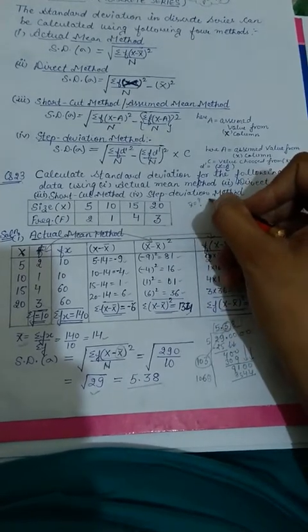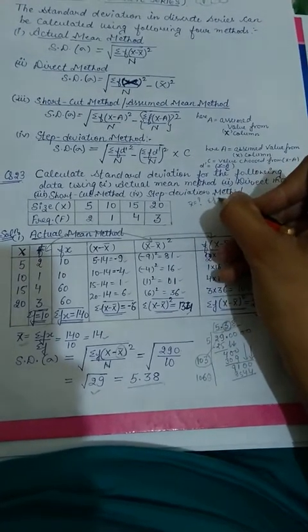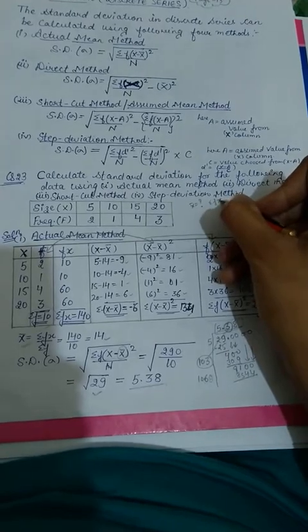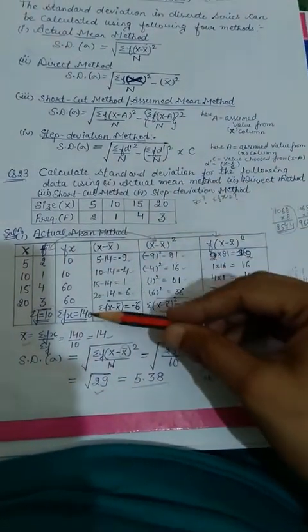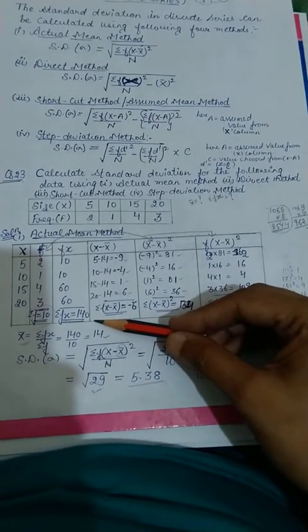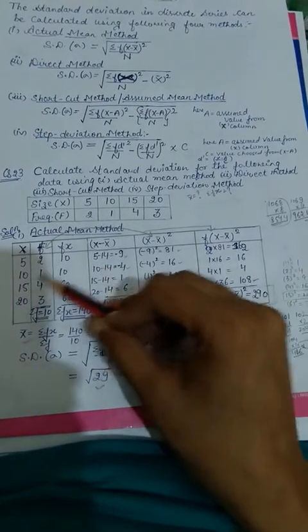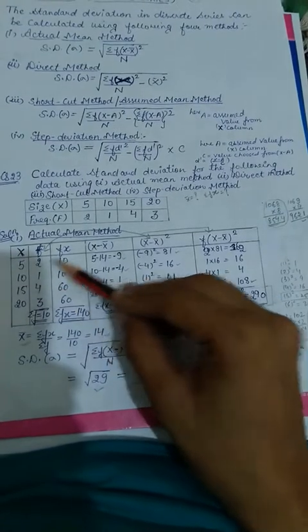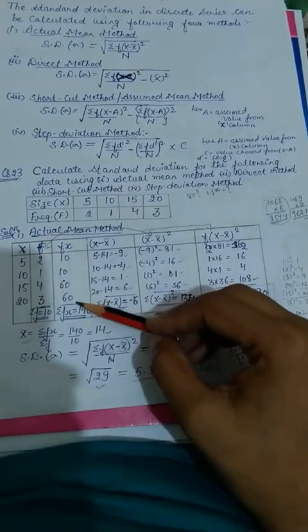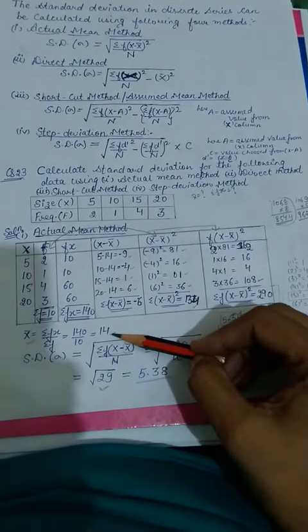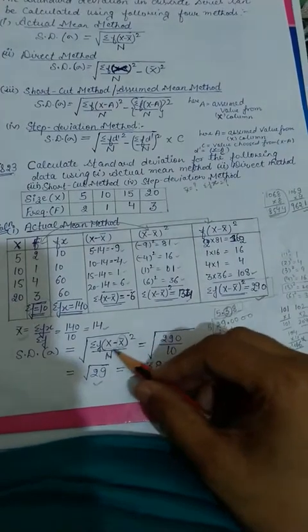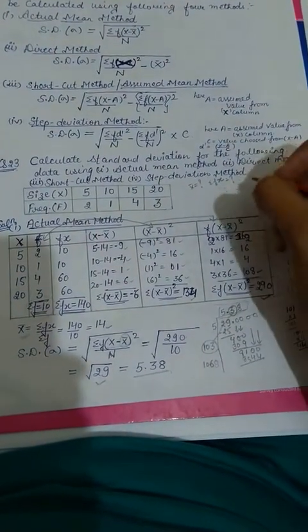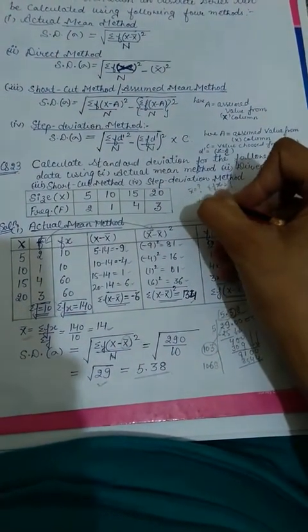For this you need your sigma fx. So first of all you will do fx, you will find sigma fx, that is 140. You will do the product of these, 5 into 10, and so on, because it is a common step. Now x bar is 14. After that, according to the formula, you need the deviated values, that is x minus x bar.